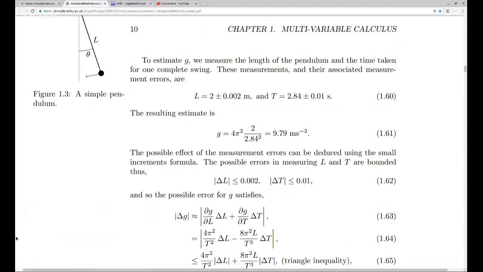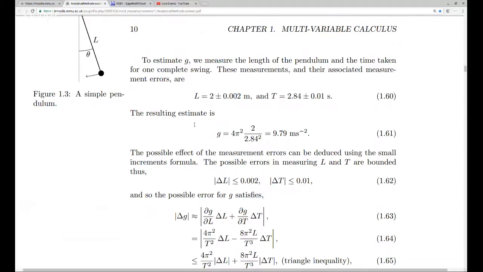What the small increments formula allows you to do is to quantify the combined effect of these measurement errors into what's the associated error range for our prediction of little g, for our prediction of the acceleration due to gravity. So we can work it out here. When we feed the figures 2 and 2.84 into the formula, we get this estimate for the acceleration due to gravity, which looks good, 9.79 meters per second.